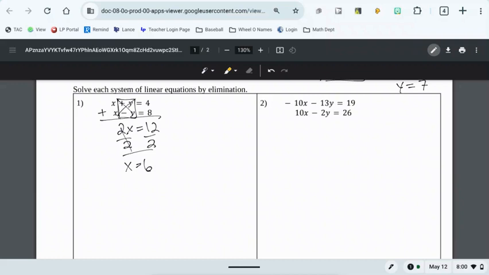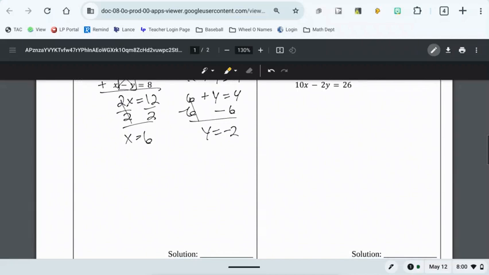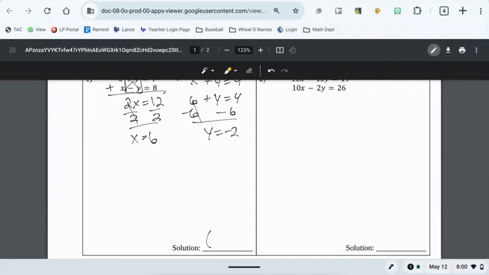Now we choose one of the equations and plug x equals 6 into that equation. Let's just do the top one. x plus y equals 4. We substitute in the 6, 6 minus 6, we get y equals -2. But this is not the answer. The answer is written as a coordinate pair, 6, -2.